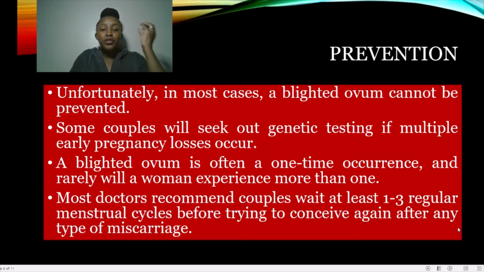So unfortunately, a blighted ovum cannot be prevented, and some couples may want to do genetic testing following blighted ovum, especially if they have multiple cases of this. But however, there isn't much anybody could do just to rule out if you have the chromosomal abnormalities. A blighted ovum is often a one-time occurrence, and rarely occurs twice in one woman, but if it does, then there may be grounds for genetic testing.